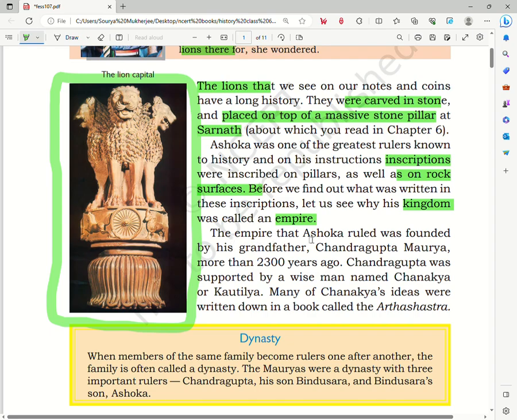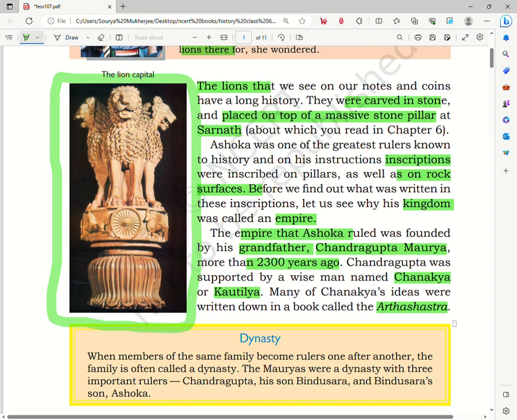The empire that Ashoka ruled was founded by his grandfather, that is Chandragupta Maurya. More than 2300 years ago, Chandragupta was supported by a wise man named Chanakya or Kautilya. Many of Chanakya's ideas were written down in a book called Arthashastra.